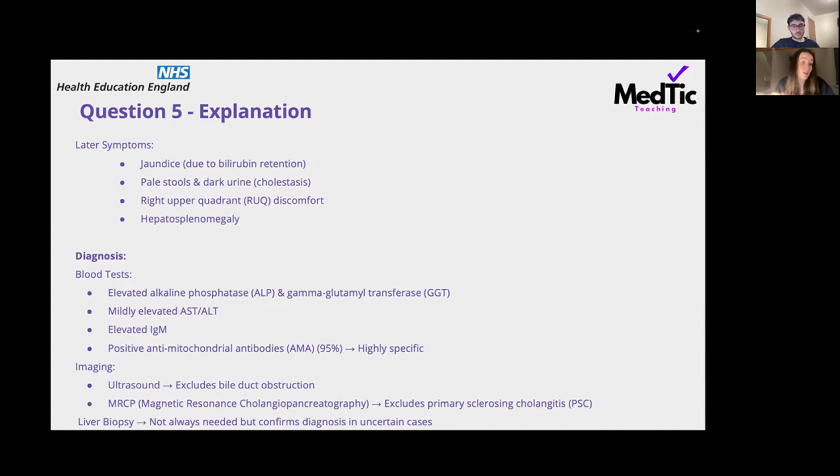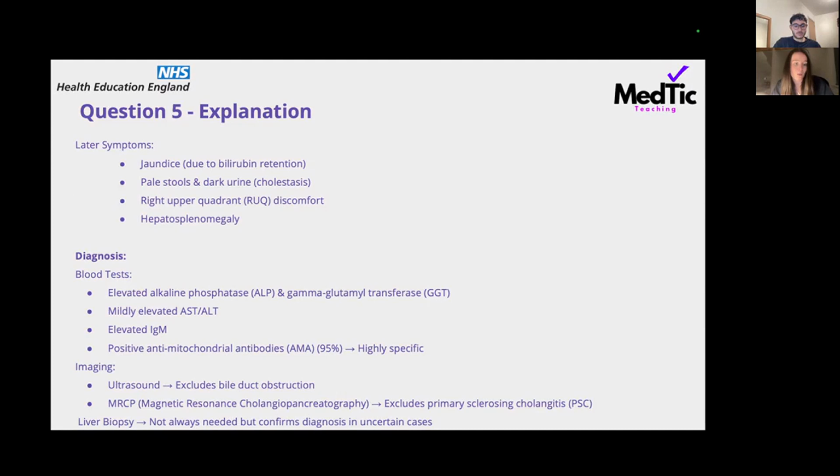In terms of blood tests, you'd see that the ALP and the GGT would rise because of that obstructive picture. It would cause some elevation of AST and ALT, so it would derange your liver function tests. The main thing to look out for in finals scenarios is an elevated IgM, but the most specific thing for PBC is positive antimitochondrial antibodies. So that's going to be the dead giveaway in your finals and things like that.